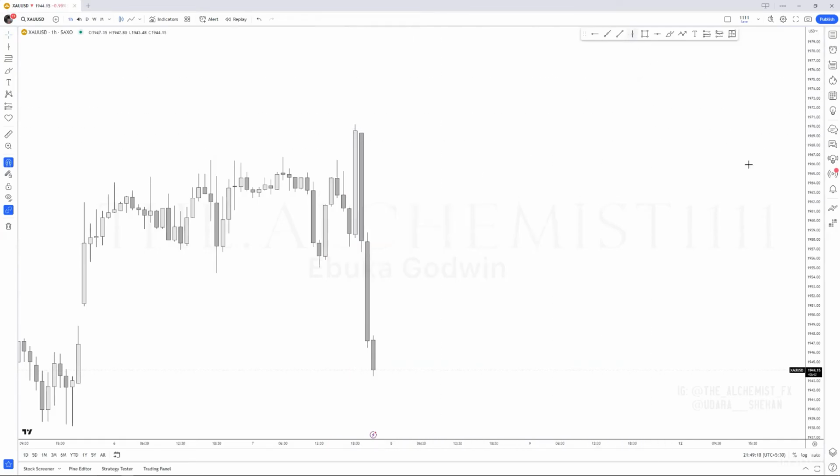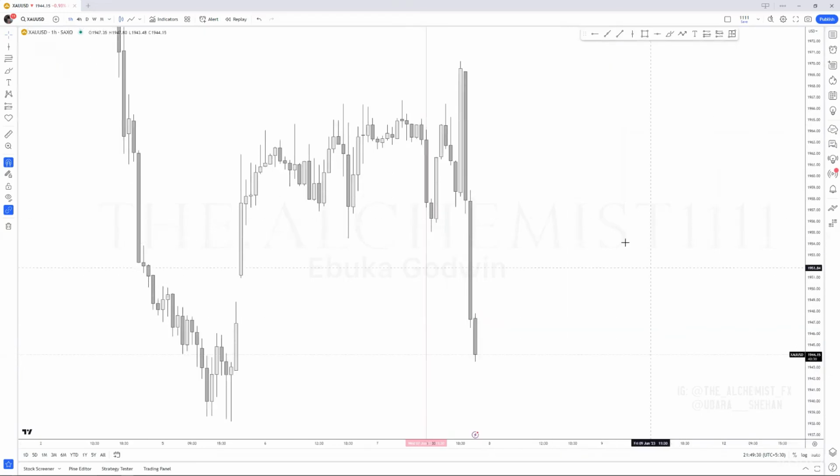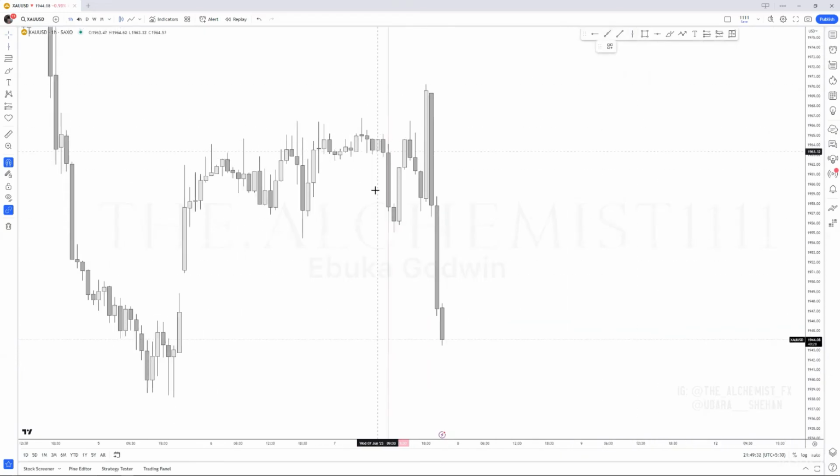So remember, 11:30 a.m. my time, like I told you, IST, Indian Standard Time. You can go to Google and convert it to your time. So 11:30, 12:30, that's London kill zone and London open, and New York kill zone is at 4:30. New York session is at 5:30.